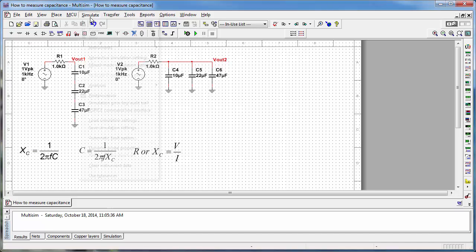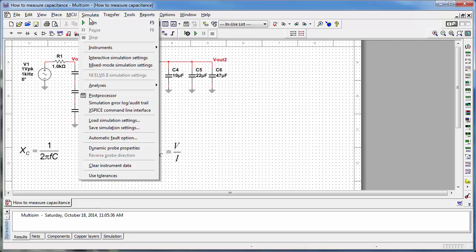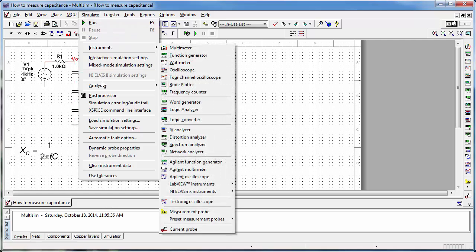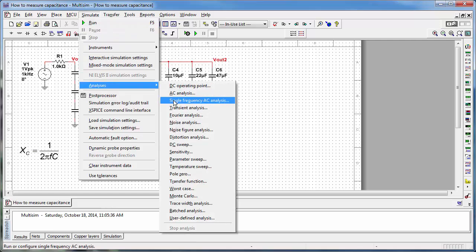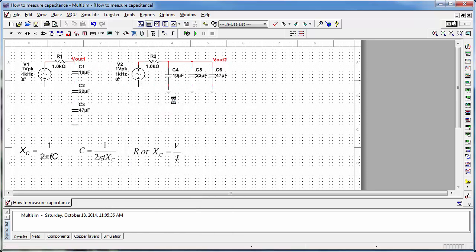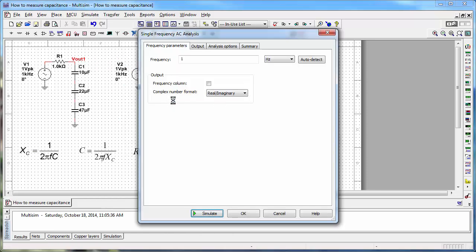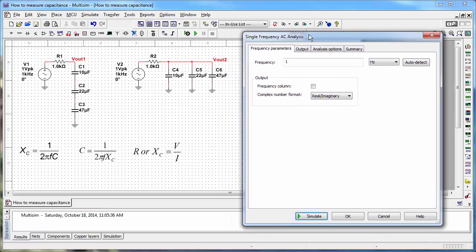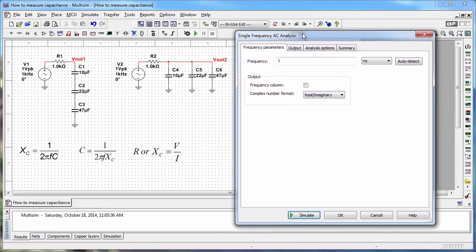So let's use Multisim. So we'll come up here and we'll pick analysis, single frequency AC. In our case, we need to pick a frequency, and even in the voltage sources here, we've picked 1 kilohertz. So let's go ahead and just pick 1 kilohertz. We want 1 kilohertz because to solve for C, we need to pick an F.